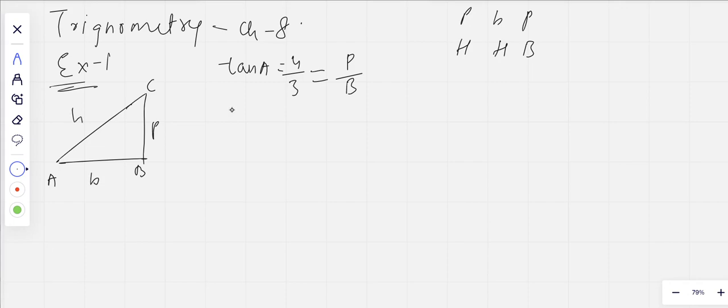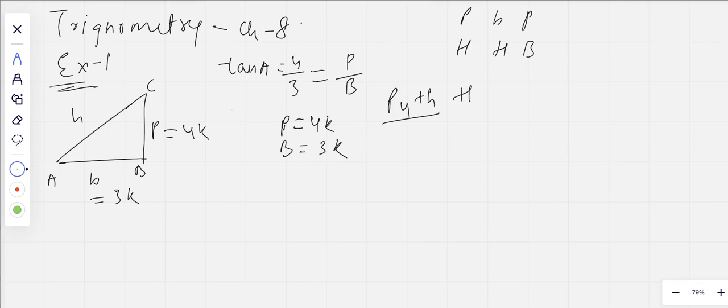So let's say P is 4k for us, B is 3k. We need to find H. We know the Pythagoras theorem. You need to write it in full in the exam. Pythagoras theorem says AC square, that is hypotenuse square, since this is the right angle and the side opposite to the right angle is the hypotenuse, equals BC square plus AB square.